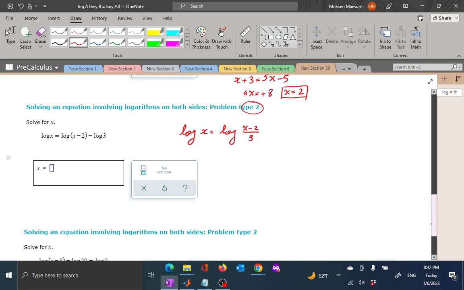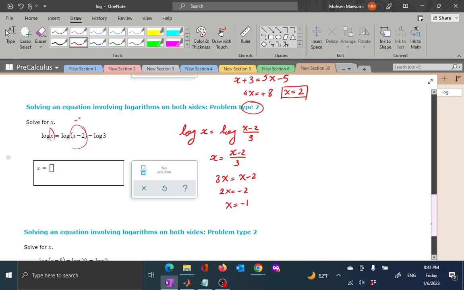So logarithm of 2 expressions are equal. Logarithm is a one-to-one function. The only way this works is if the arguments are the same. You cross multiply, 3x is equal to x minus 2, so 2x is equal to minus 2, so x is equal to minus 1, and there is the red flag. I can't put minus 1 here. That's not going to be acceptable. There's always another one that's also not acceptable.